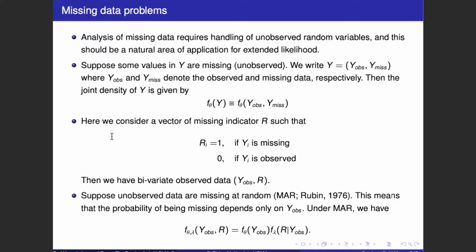Here we can consider a vector of missing indicators R, such that Ri equals 1 if yi is missing and 0 if yi is observed. Then we have the bivariate observed data, Y obs and R. Suppose observed data are missing at random, or MAR. This means that the probability of being missing depends only on Y obs. Under missing at random, we have f theta lambda (Y obs, R) equals f theta (Y obs) f lambda (R conditional on Y obs). And to help you understand, we will continue in practice.